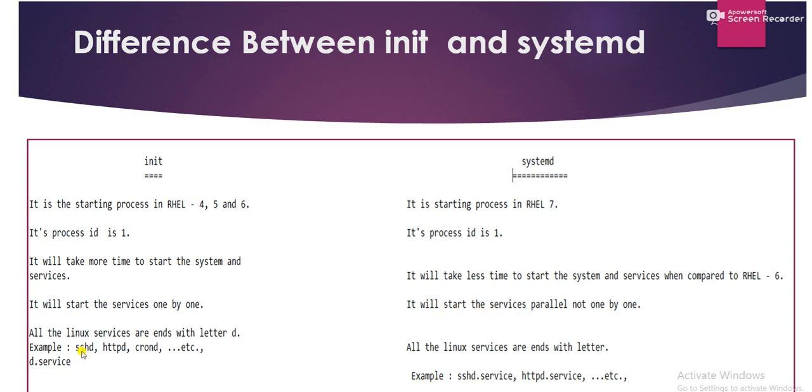Then the fifth difference: all the Linux services end with the letter d, for example sshd, httpd, crond. But in systemd, or in RHEL 7, all the services end with .service, like sshd.service, httpd.service, etc. So these are the differences.